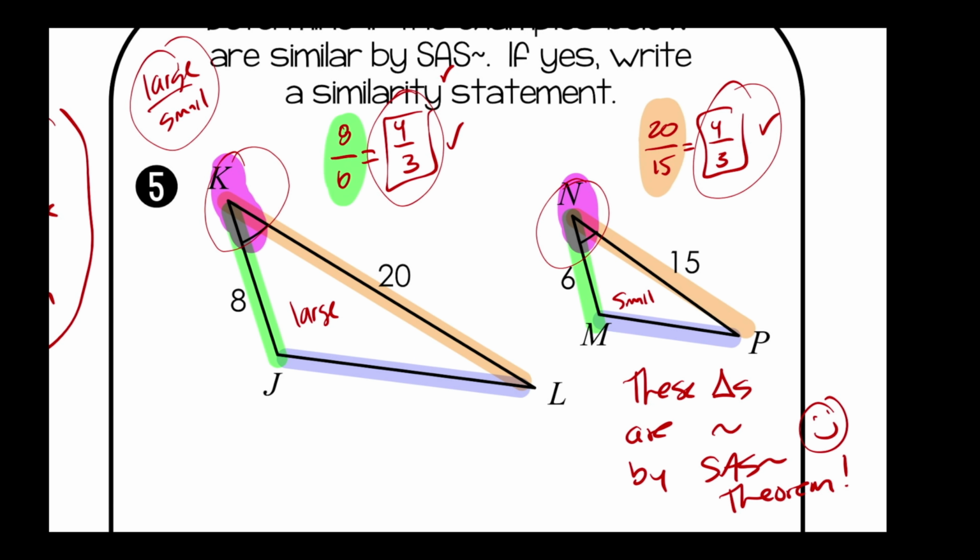All right, now that we know they're similar, we need to write our similarity statement. So we got to say triangle blank, blank, blank is similar to triangle blank, blank, blank. So let's do this. K is green, orange. N is green, orange, and they're the matching ones because those are the ones that are congruent to each other. So I'm going to put K and N. And then if I look over here, J corresponds with M. Why? Because green, purple, so J and M. And then lastly, we have L and P, because that's orange and purple, L and P.